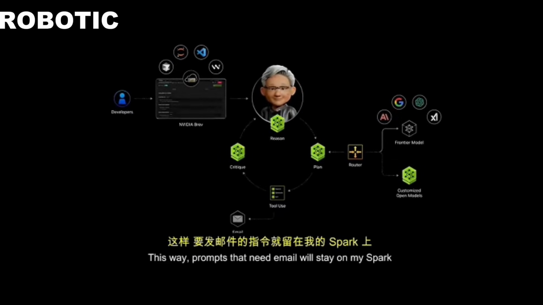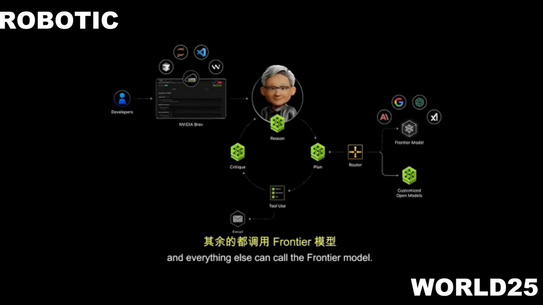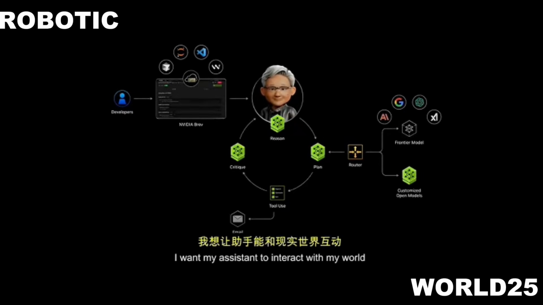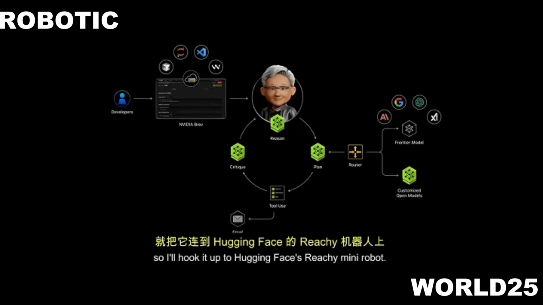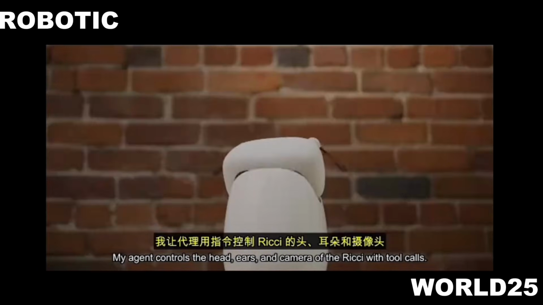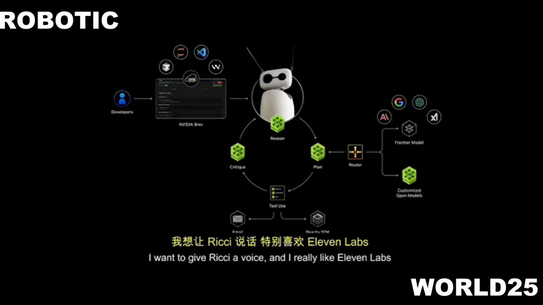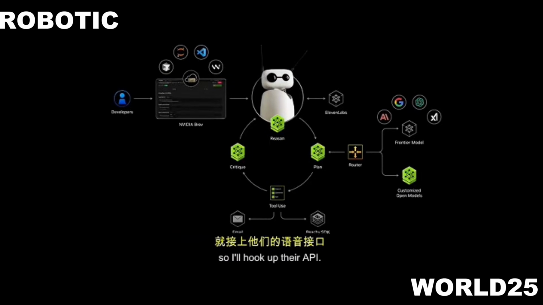This way, prompts that need email will stay on my Spark, and everything else can call the Frontier model. I want my assistant to interact with my world, so I'll hook it up to Hugging Face's Reachy mini robot. My agent controls the head, ears, and camera of the Reachy with tool calls. I want to give Reachy a voice, and I really like 11 Labs, so I'll hook up their API.